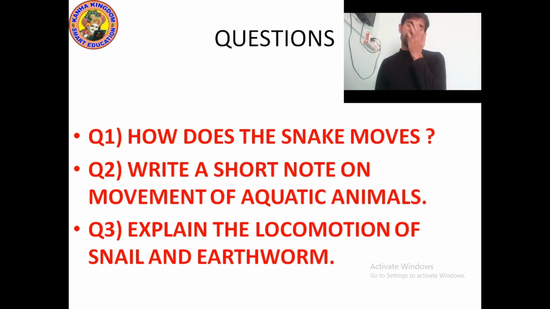And the earthworm is known as the farmer's friend. It helps to make natural manure and helps to decompose the manure. Hair-like projections are present on the earthworm, known as bristles, which help to elongate one part and contract another part, and in this way the earthworm moves.